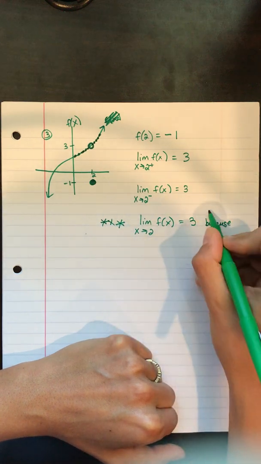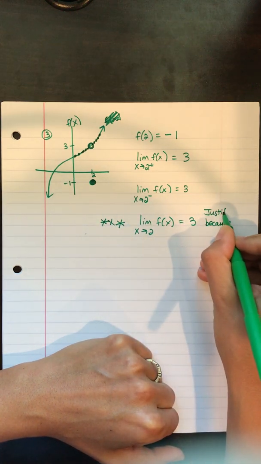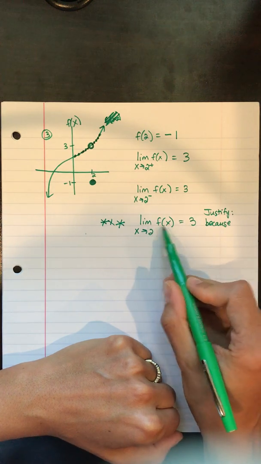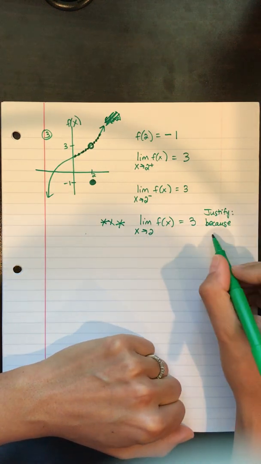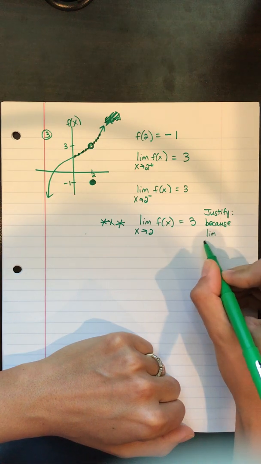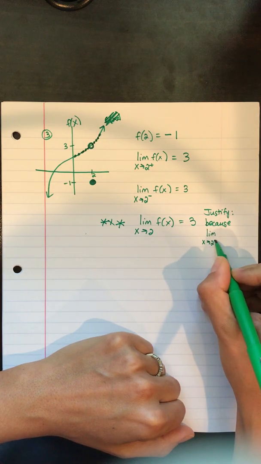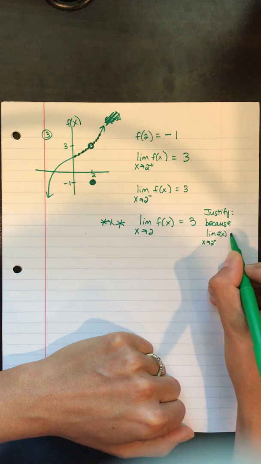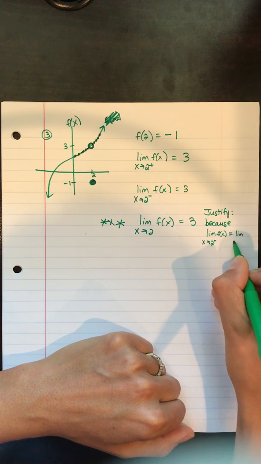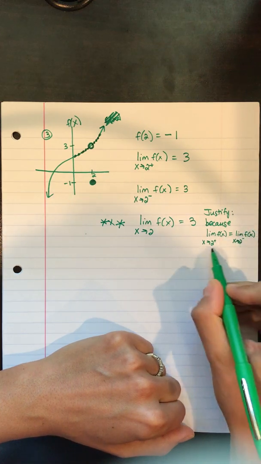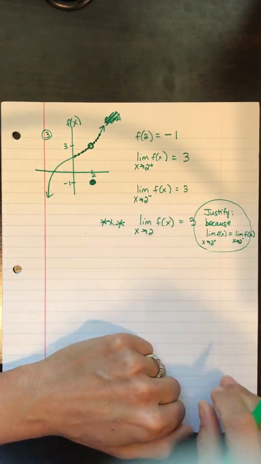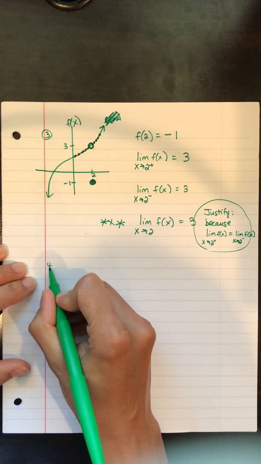What if I ask you to say, how come you know it's 3 for this one? What if I say justify? Justify why the limit as x approaches 2 of f of x is equal to 3. Well, you would say because the limit as x approaches 2 from the right is equal to the limit as x approaches 2 from the left. That is your reasoning. This I will ask you for sure. Okay, let's do a few more.